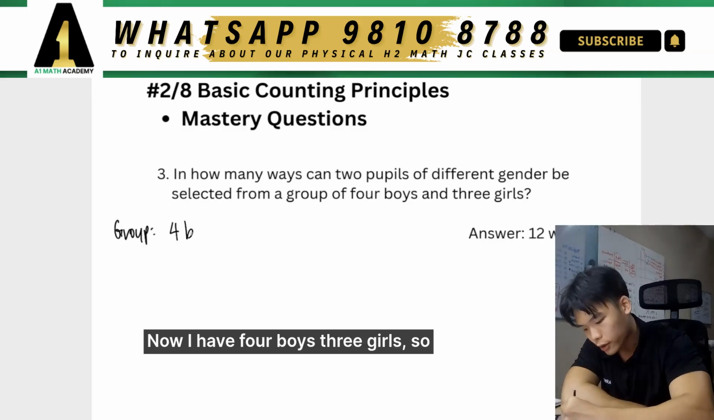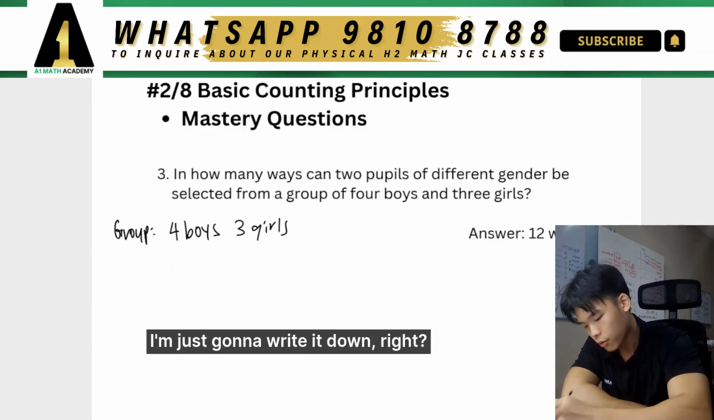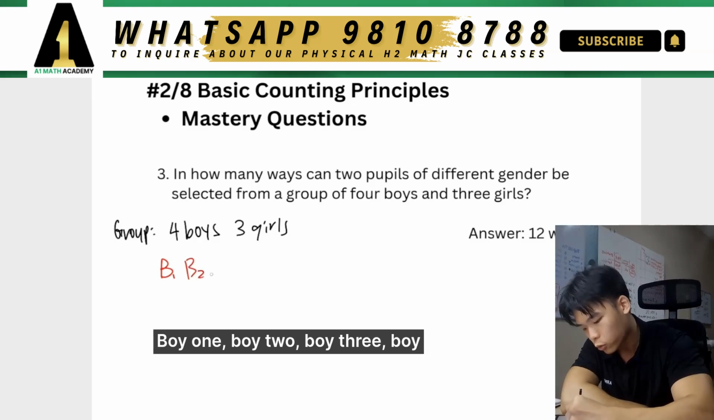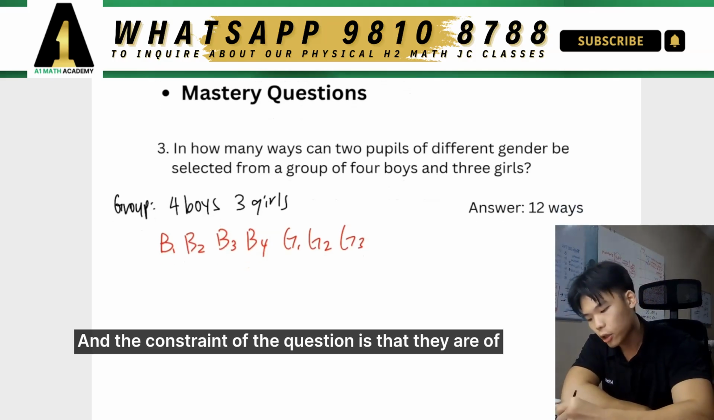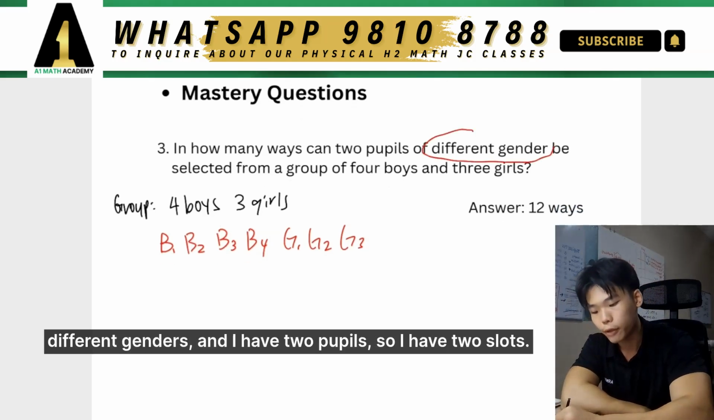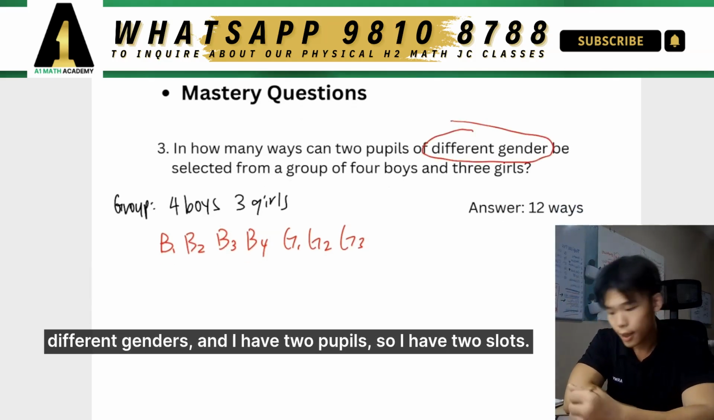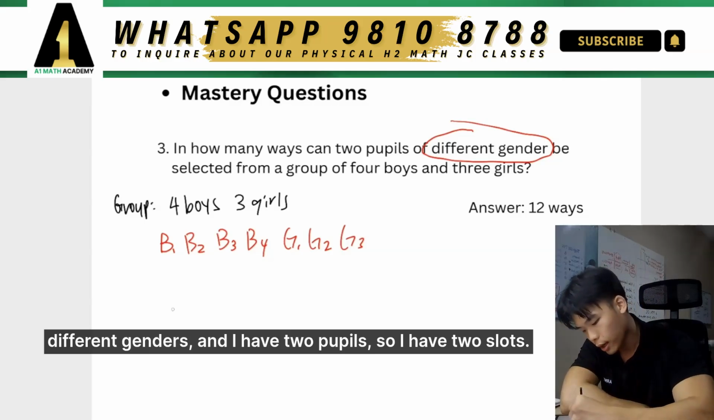Now I have 4 boys, 3 girls. So I'm just going to write it out, right? Boy 1, boy 2, boy 3, boy 4, girl 1, girl 2, girl 3. And the constraint of the question is that they are of different genders. And I have 2 pupils. So I have 2 slots.